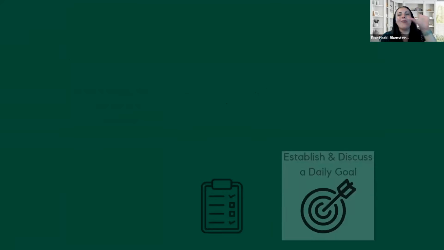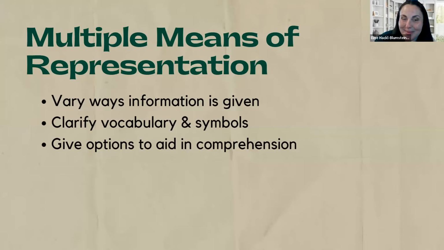So that's a little overview of multiple means of engagement. Now we're going to take it over to representation. And this really ties into when we talk about multiple intelligences, because it's all about varying the ways in which we give information or really take in information.